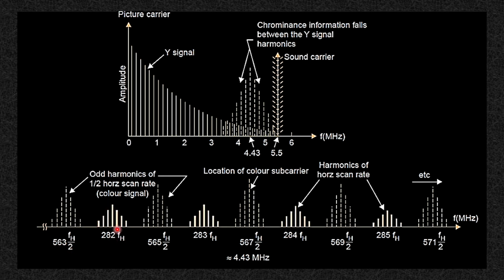This is your luminance, at a lower power level, and you have put your 4.43 color subcarrier, and its harmonics exist in between your luminance signal. So no interference happens between luminance and chrominance. This concept is called frequency interleaving. If you talk about the PAL system, it is 4.43 megahertz, and for NTSC your color subcarrier will be 3.58 megahertz.